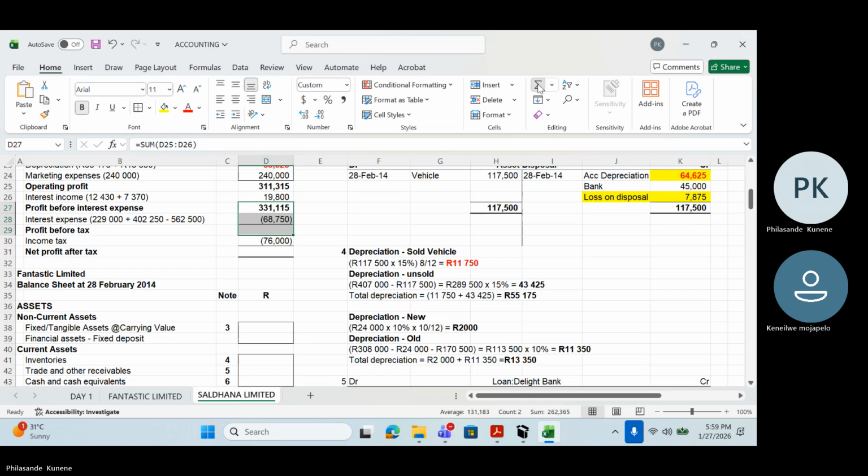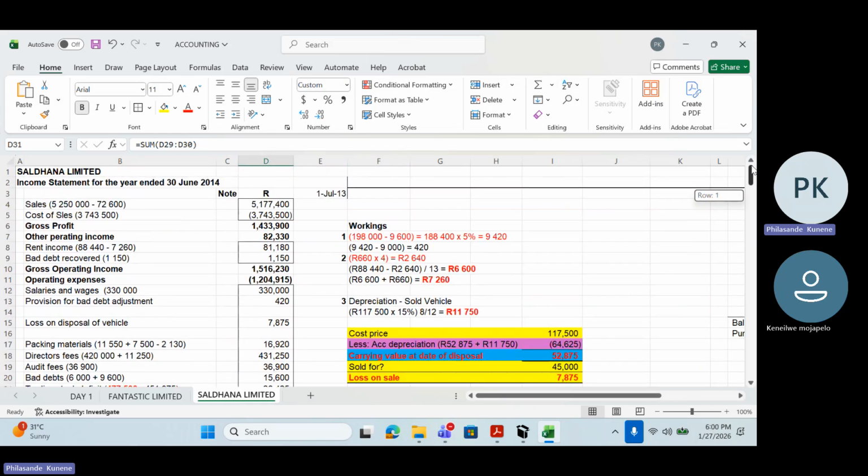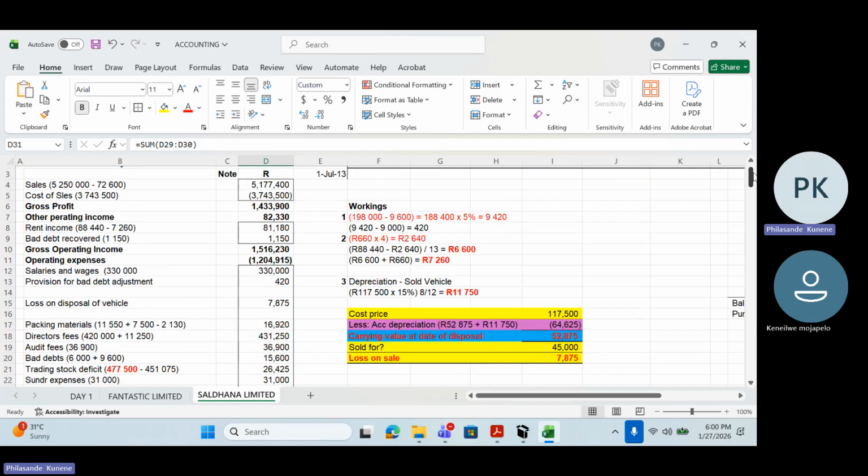$262,365. Yes, very good. 262,365. And then how much is our net profit? 186,365. 186,365. Very good. So this is our income statement, né? From all the workings that we have been doing.